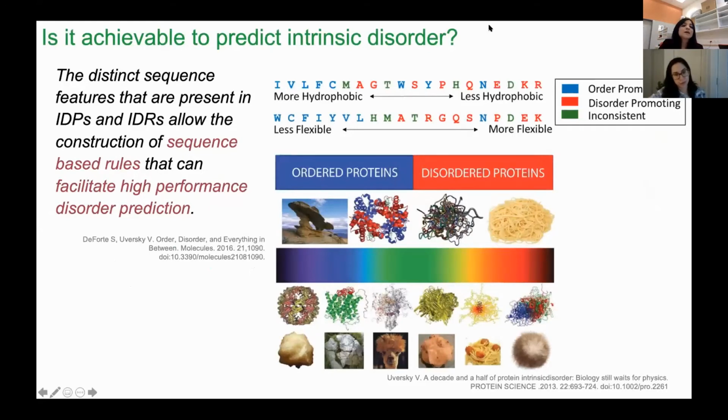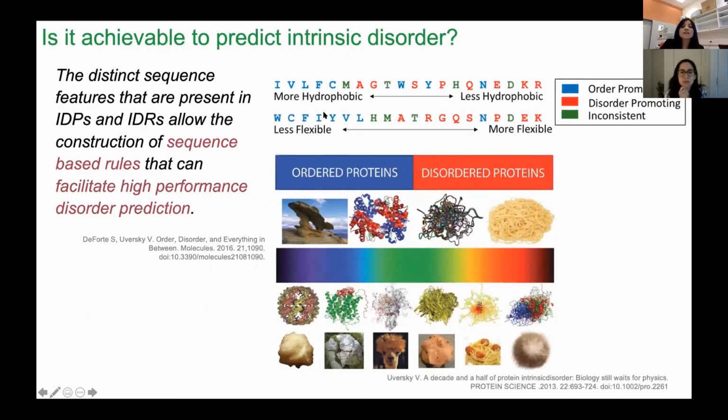So, intrinsically disordered proteins look like random coil. They are not globular, but the distinct sequence features present in these disordered proteins and regions, in fact, allow the construction of sequence-based rules that can facilitate high performance disorder prediction.